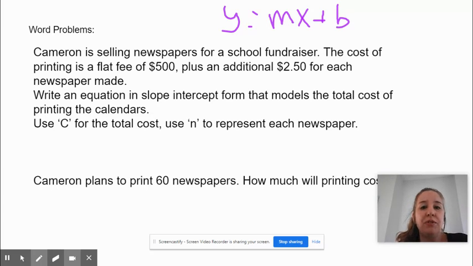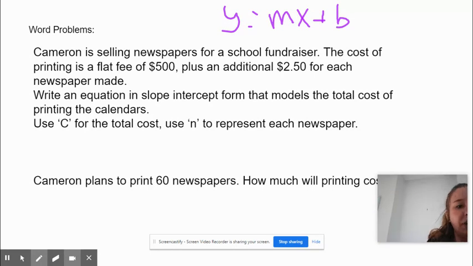Cameron is selling newspapers for a fundraiser. The cost has a flat fee of $500. That means no matter how many he does, that company is like, just for doing business with us, it's going to be $500, which is how real businesses work. And then plus an additional $2.50 for each newspaper made. Write an equation in slope-intercept form that models the total cost of printing calendars. Use C for the total cost. Use N to represent each newspaper.